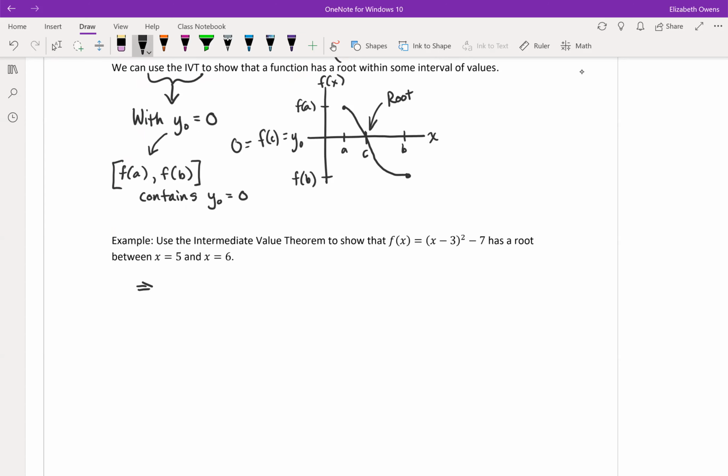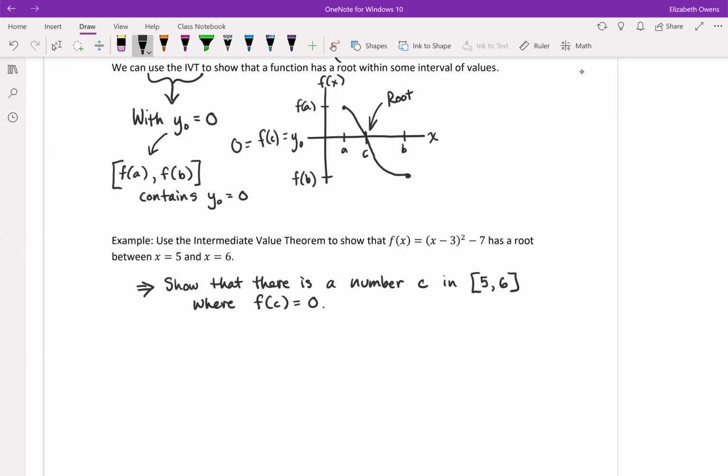If we want to rephrase this in terms of the intermediate value theorem, our goal is to show that there is a number c in the interval from a to b, so that would be 5 to 6. That's our interval of x values. Show that there is a number c in the interval from 5 to 6 where f of c equals 0. That's showing that c would be a root.